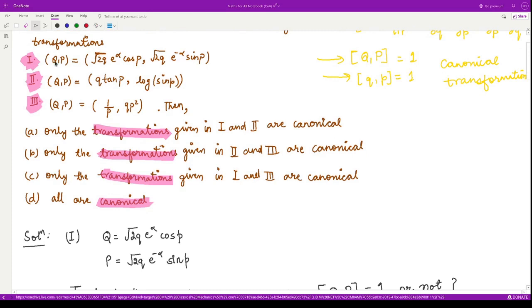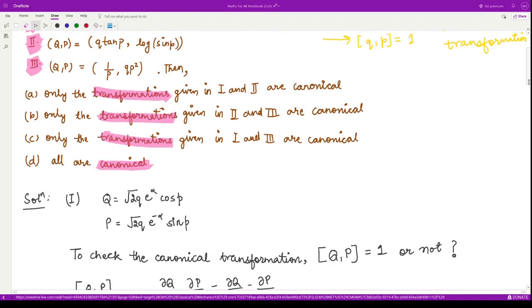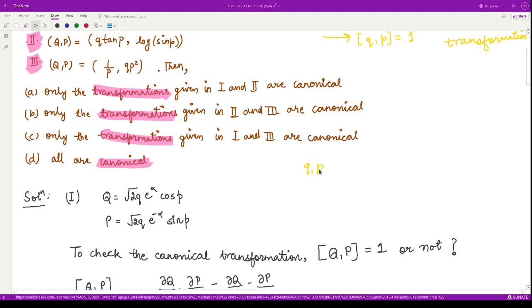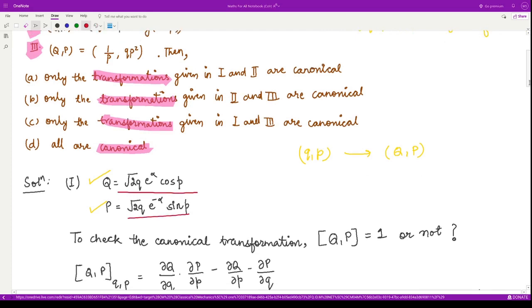In the first transformation, they are saying we are shifting our system q, p from this basis to a newer basis, capital Q and capital P. So the value of Q is given to be this one and P is given to be this one, right? So this is the value which is given to us. In order to check whether they form a canonical transformation or not, we check whether the Poisson bracket of these two quantities is equal to 1 or not. If yes, then we say that these two coordinates are canonical, and hence the given transformation is a canonical transformation.